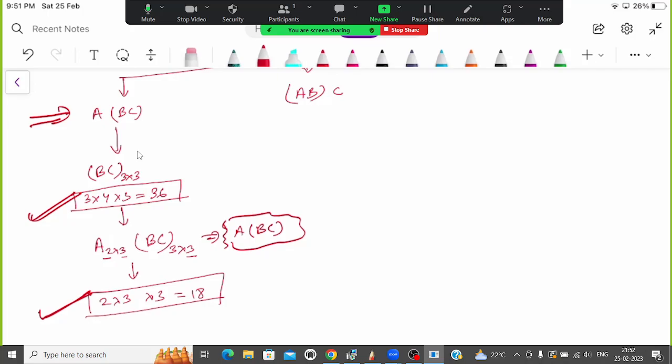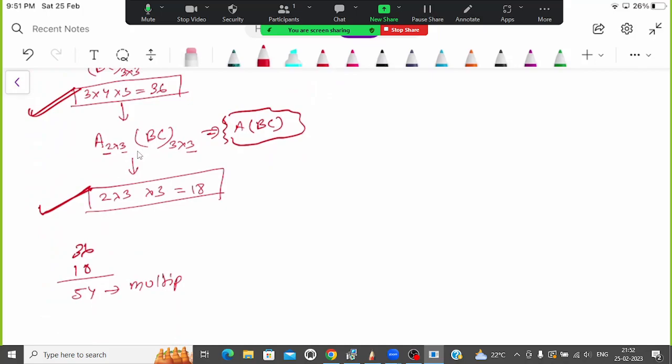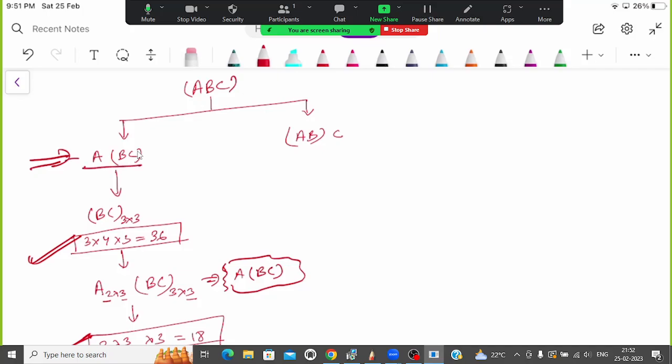You add 36 to 18, you will get total number of multiplication 54 from this process. Now similarly we will see from this process.